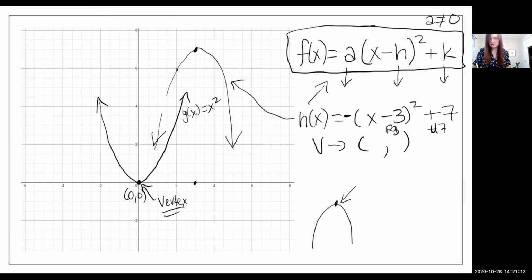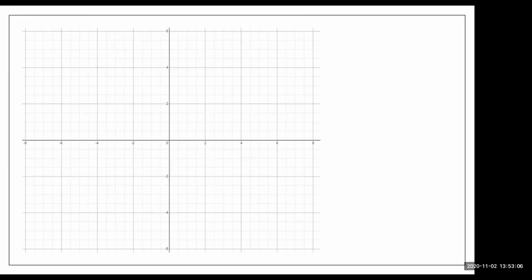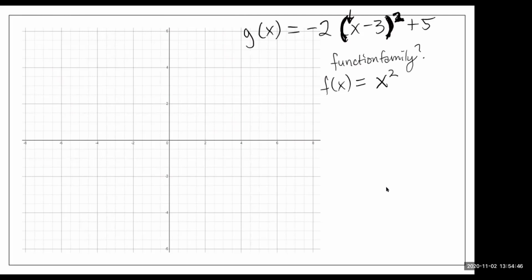But the vertex would still be at 3, 7. We're going to do another one. So let me give you this one and see if you can figure out and anticipate what this is going to look like. Something squared is our general function, which we know to be a regular parabola.